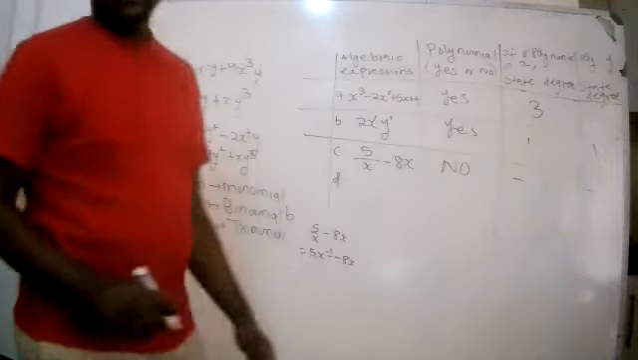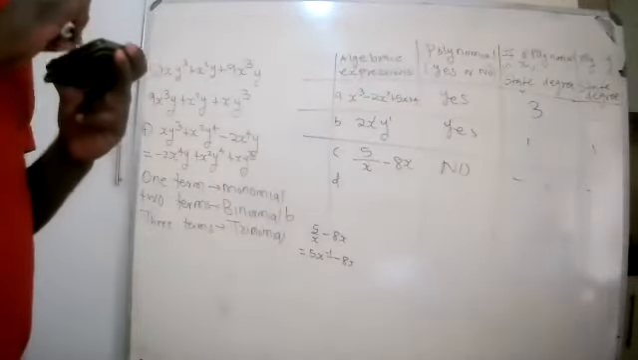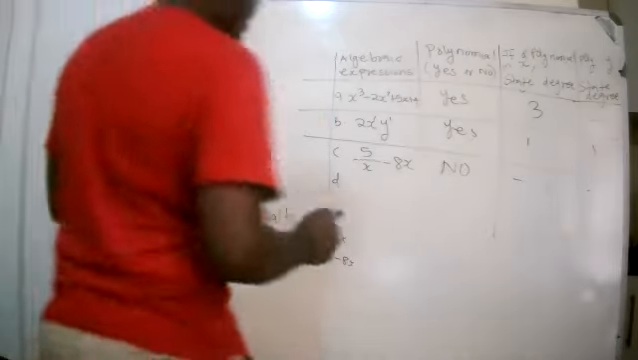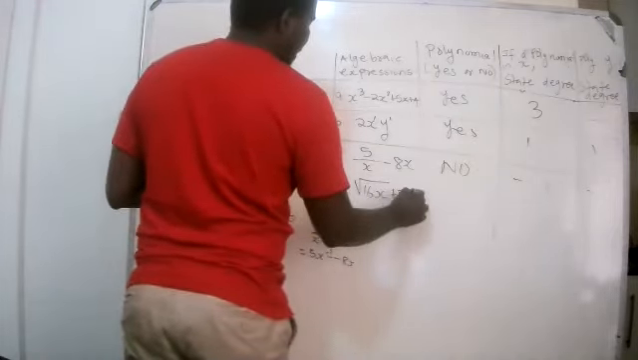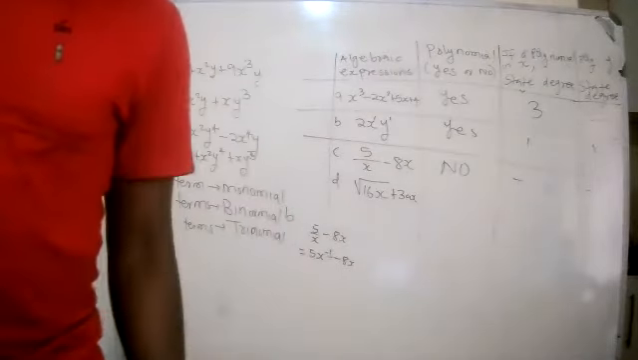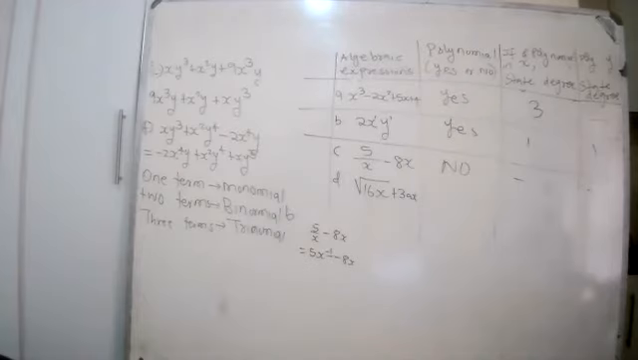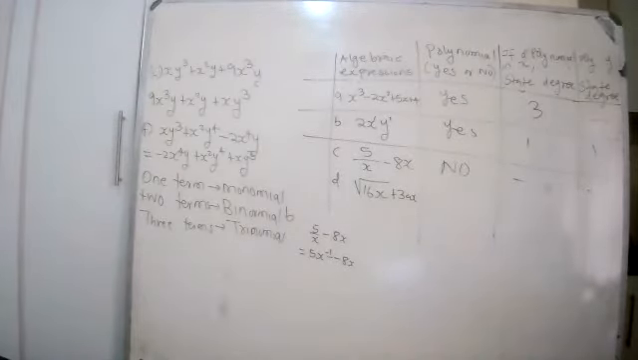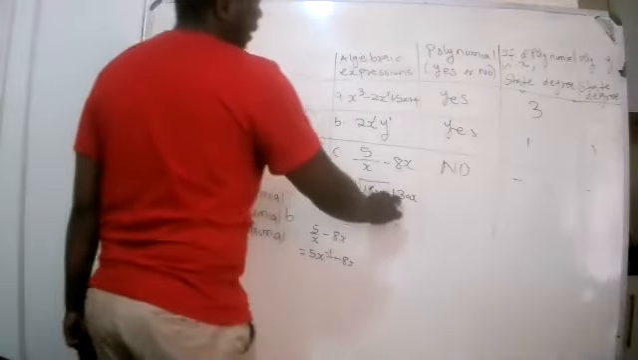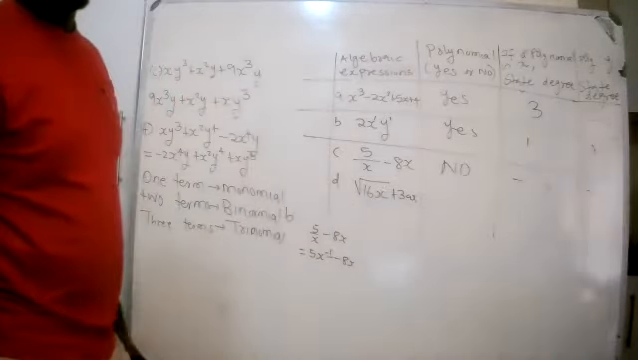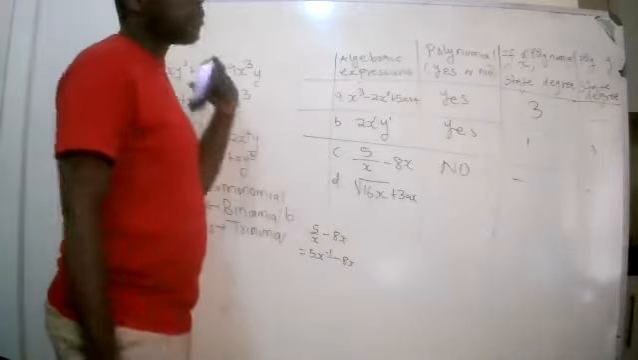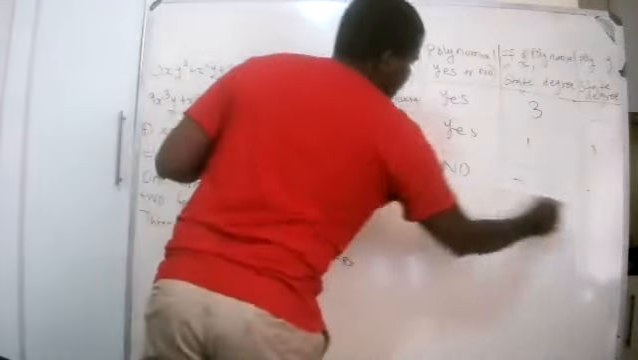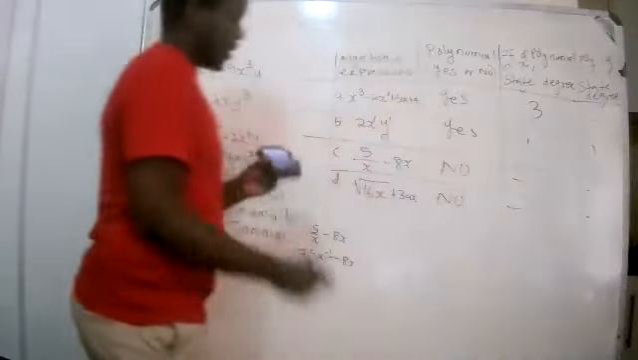So let's go to number D. On question number D, we are having root of 16x plus 3ax. Is that a polynomial or not? It's not a polynomial because you can't write this in terms of a positive exponent. So in this case, we have to say no, and then we put a dash.